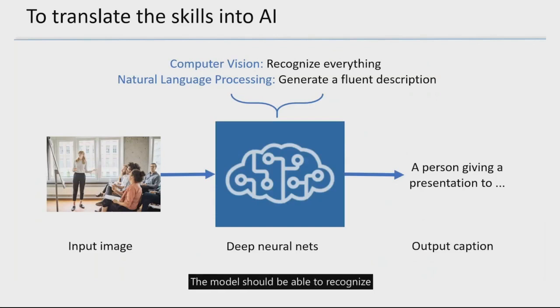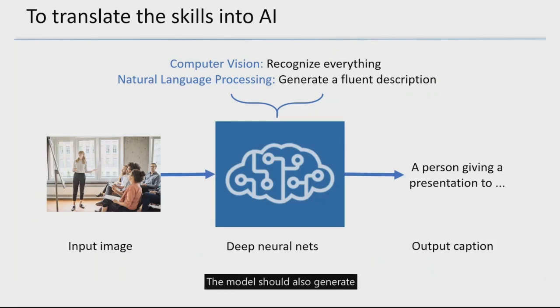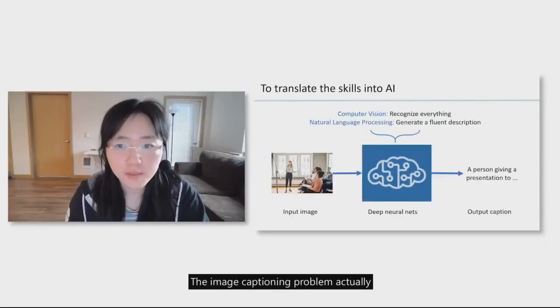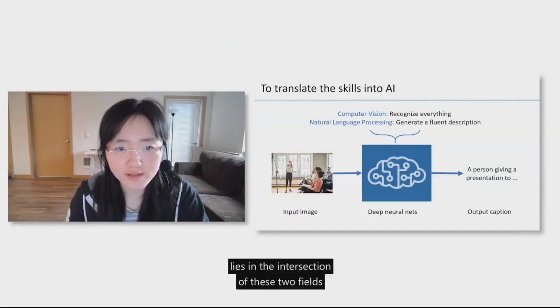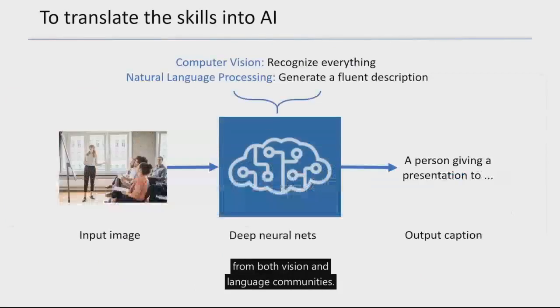The model should be able to recognize everything, which is the ultimate goal of computer vision. And the model should also generate a fluent sentence, which is studied in natural language processing. So the image captioning problem actually lies in the intersection of these two fields, and it has attracted great attention from both vision and language communities.